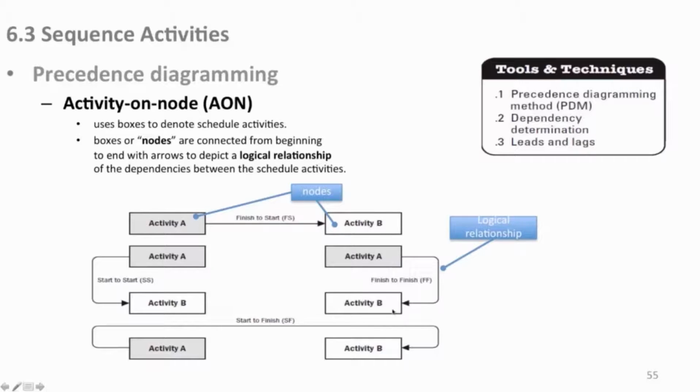Activity A finishes when activity B finishes, and vice versa. And you have this one. Activity A starts when activity B finishes over here. Four kinds. And these are also depicted in a bar chart that we'll see in a minute. But these are called nodes. These activities are nodes. So the activities, the boxes or the nodes, are connected from beginning to end with these arrows in these four types of relationships that are called logical relationships. You need to know these terms, what they mean. So logical relationships are the dependencies between these activities.